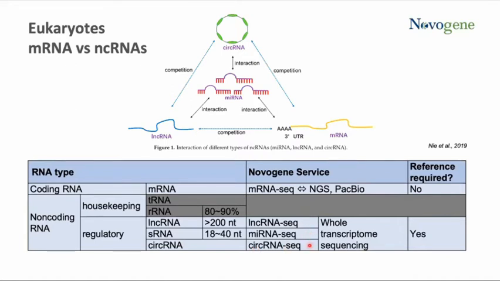Or we will have the network study by using the whole transcriptome sequencing service. But for those analyses, we will only collect the data from the NGS platforms. And we do need a reference genome available to run the analysis.